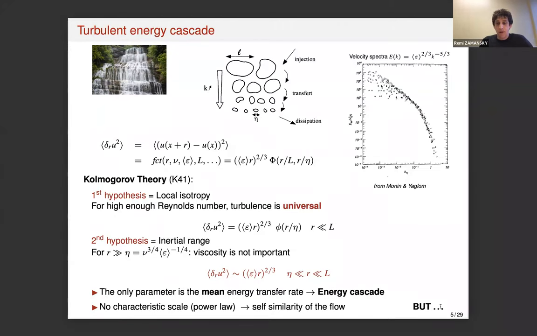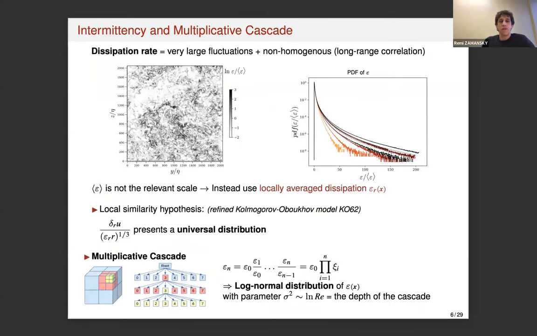But there is a but in that expression. As you can see, it is the mean dissipation rate that appears, and the dissipation field presents very large fluctuations and is basically non-homogeneous. The dissipation rate locally can be 100 times larger than the average value, or 100 times smaller than the average value. And that means that the mean dissipation rate is actually not the appropriate scale.